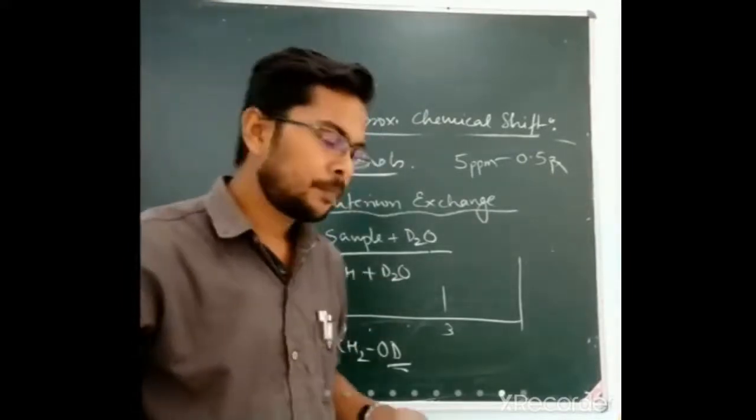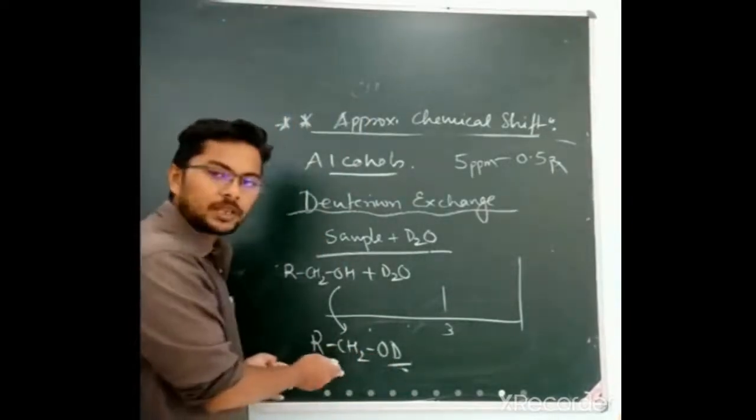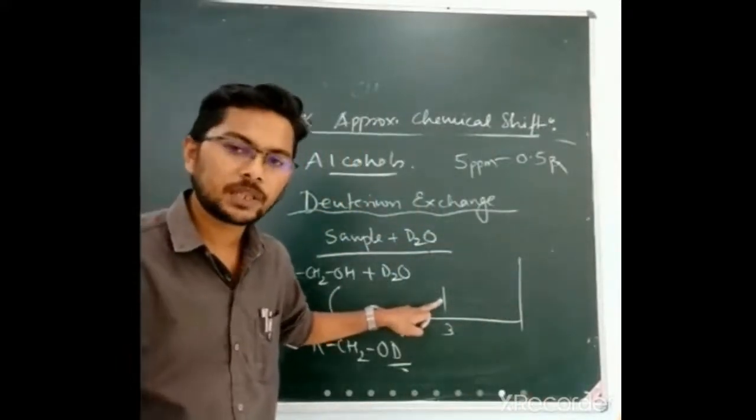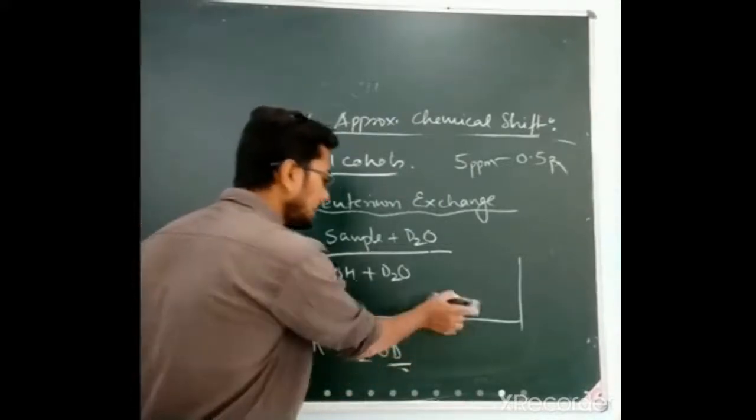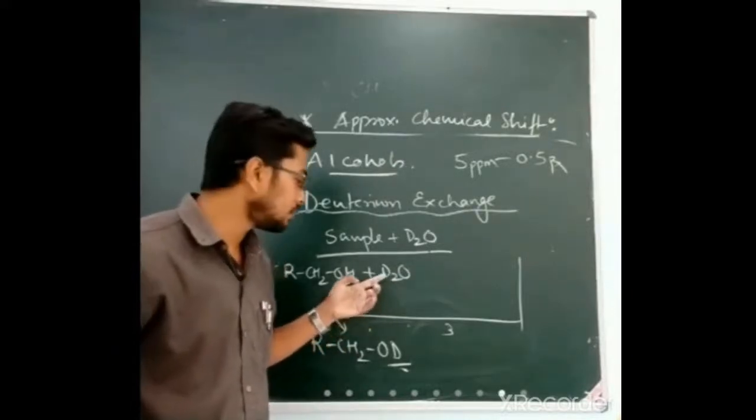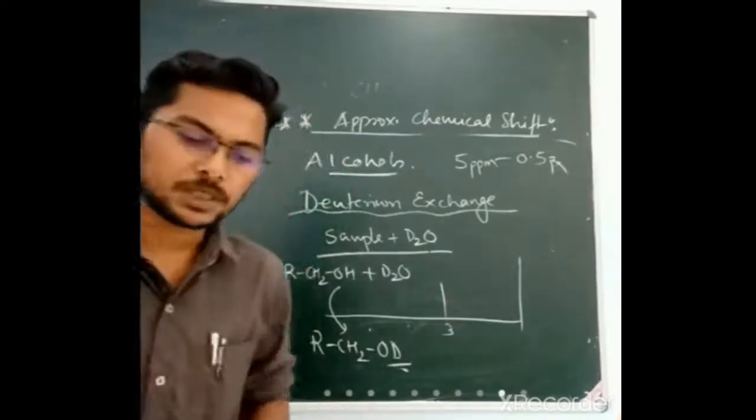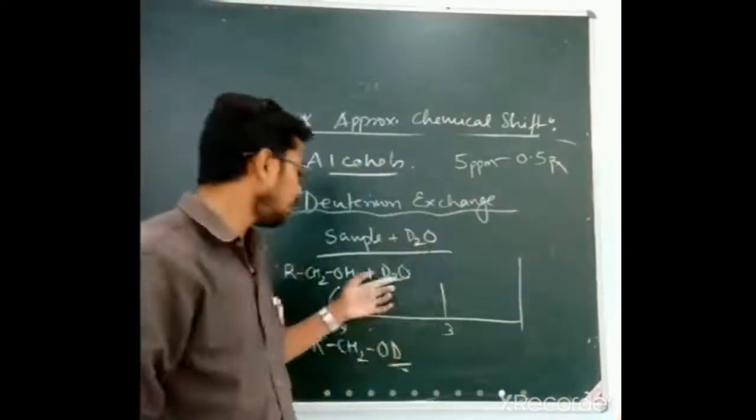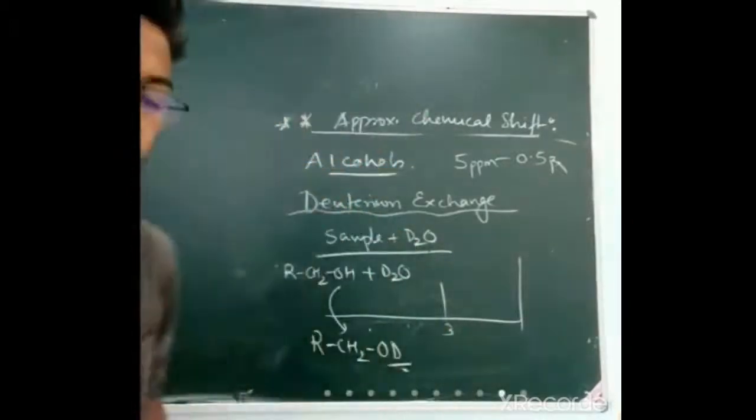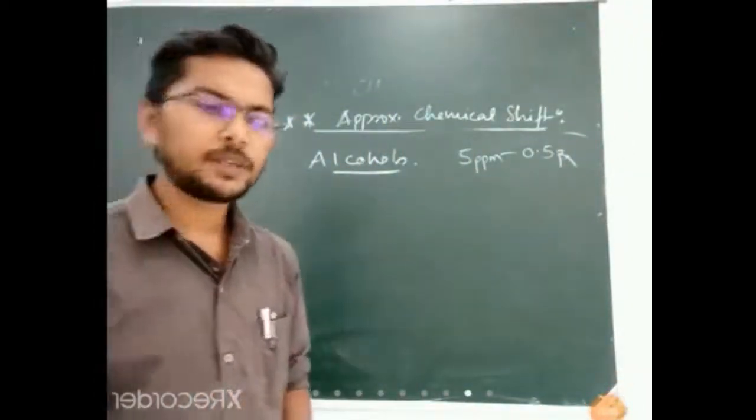Now, since this compound has deuterium in it, if you record the NMR, this peak which was originally coming at 3, and you were not sure whether it was an OH peak, will disappear in the second spectrum when you add D2O. So this experiment lets you know that the peak at 3 was only because of the OH. By that way you can confirm the presence of an OH peak. Understood? This is deuterium exchange, very important.